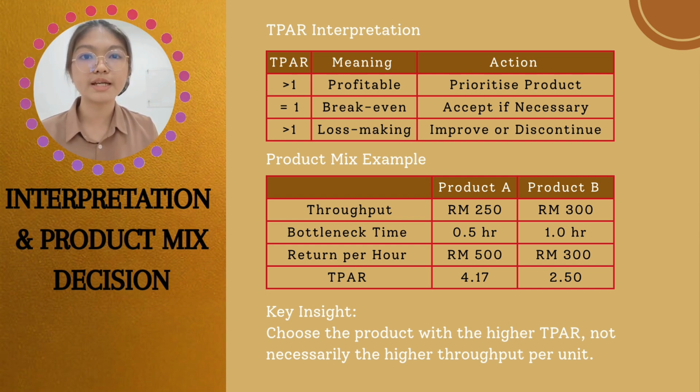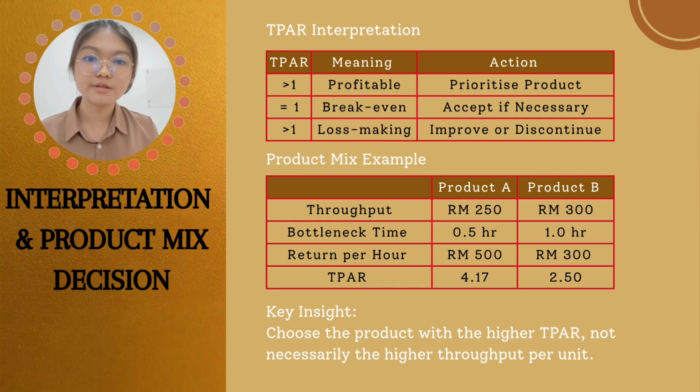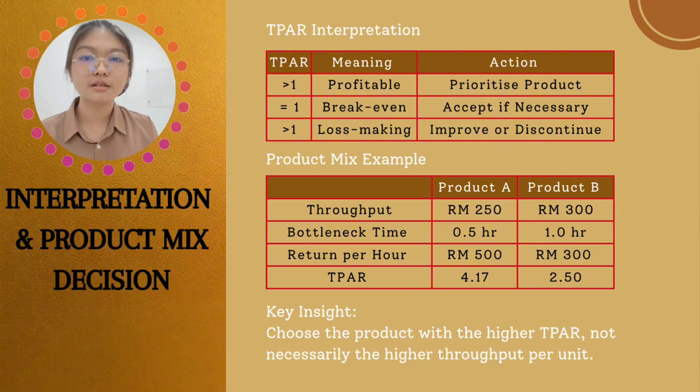This gives product A a higher TPAR of 4.17 compared to product B's 2.50. Therefore, managers should prioritize product A as it makes more efficient use of the bottleneck resource. This shows that managers should focus on TPAR, not just throughput per unit.